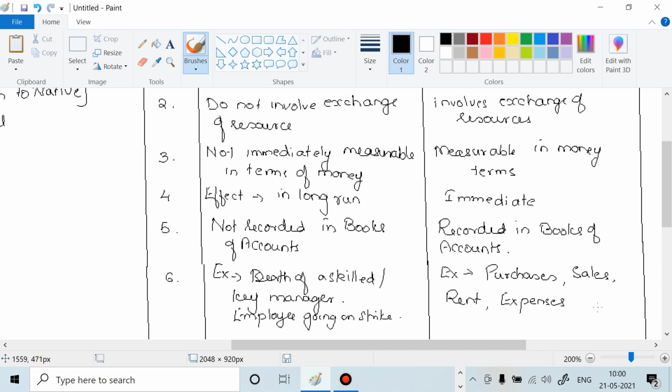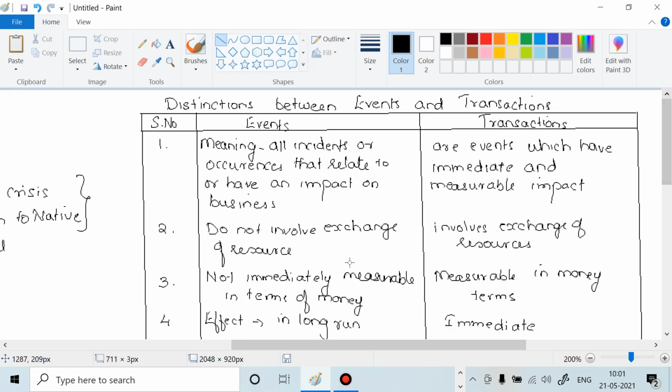So basically, all transactions are events, but all events do not become transactions. Only those events which you can measure in terms of money, which involve exchange of resources, which have immediate impact and which get recorded in the books of accounts, are termed as transactions. So these are the points of distinction between events and transactions.